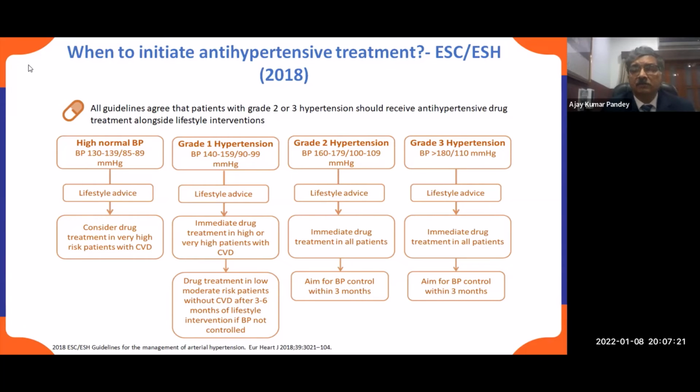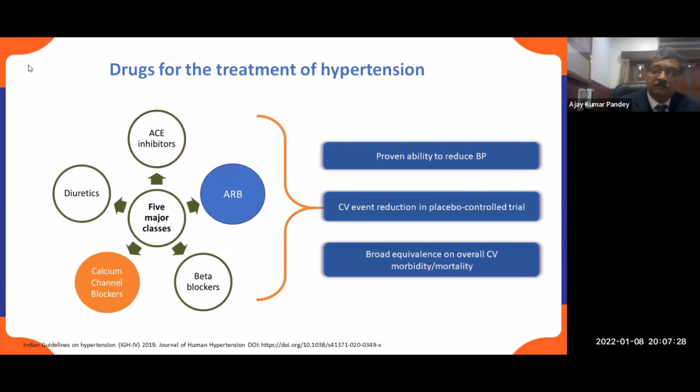Stage 3 hypertension means blood pressure more than 180 by 110. Lifestyle advice plus immediate drug treatment, and aim of blood pressure control within 3 months. The drug treatment for hypertension, I have already discussed with you, has 5 classes: ACE inhibitors, ARBs, diuretics, calcium channel blockers, beta blockers.